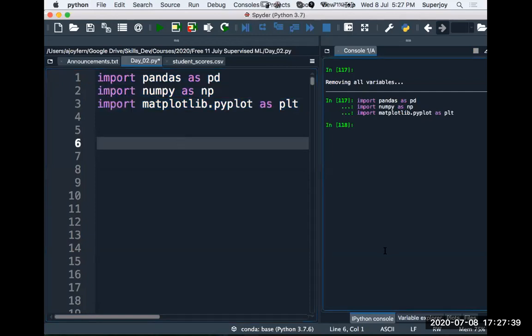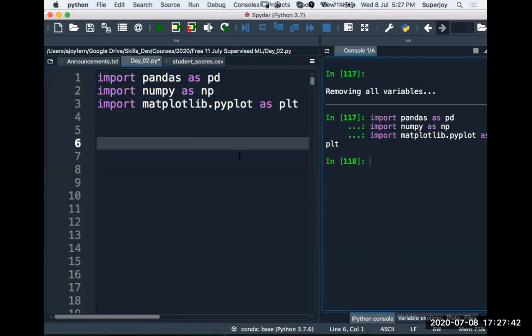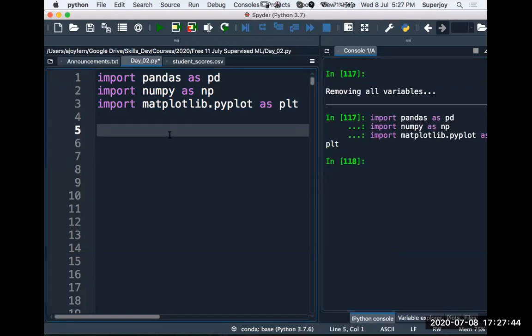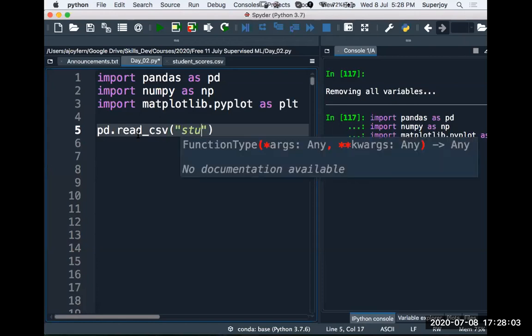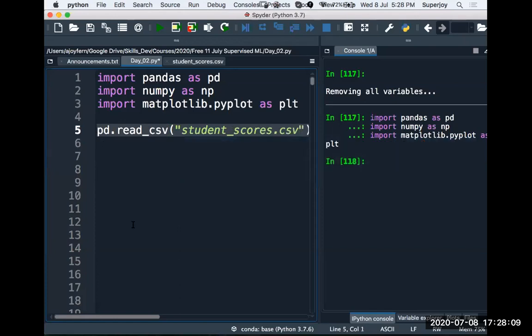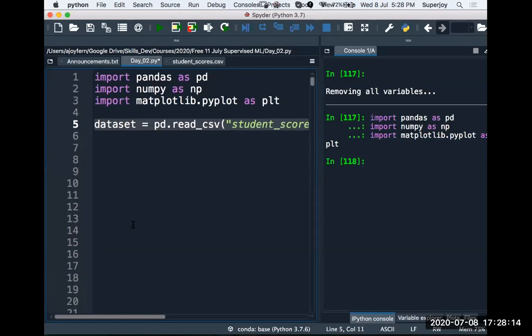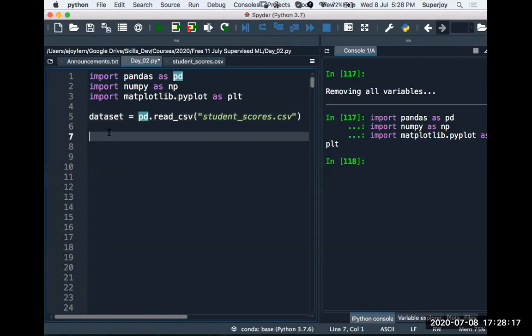Now what we are going to do is load the data. So ab data ko kahan se load karenge? Using which method, guys? Do you remember which method we used yesterday to load the data from a CSV file? Read CSV, right? So how to do that? pd.read_csv. And what was the name of our file? Student scores.csv. Now we can store this in a variable, let's say called dataset. So humne ek dataset mein isko store kar liya. See this, guys.